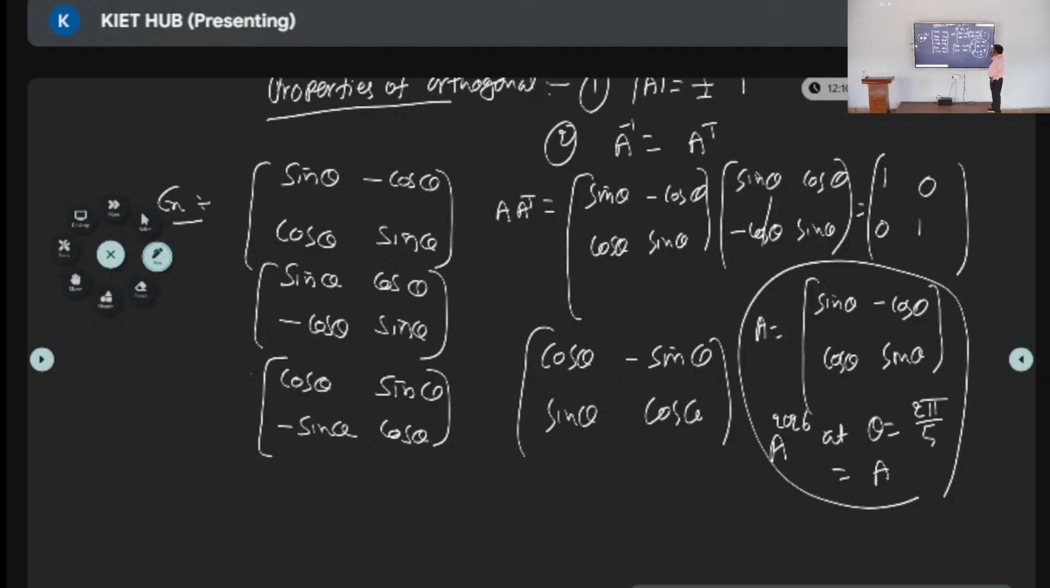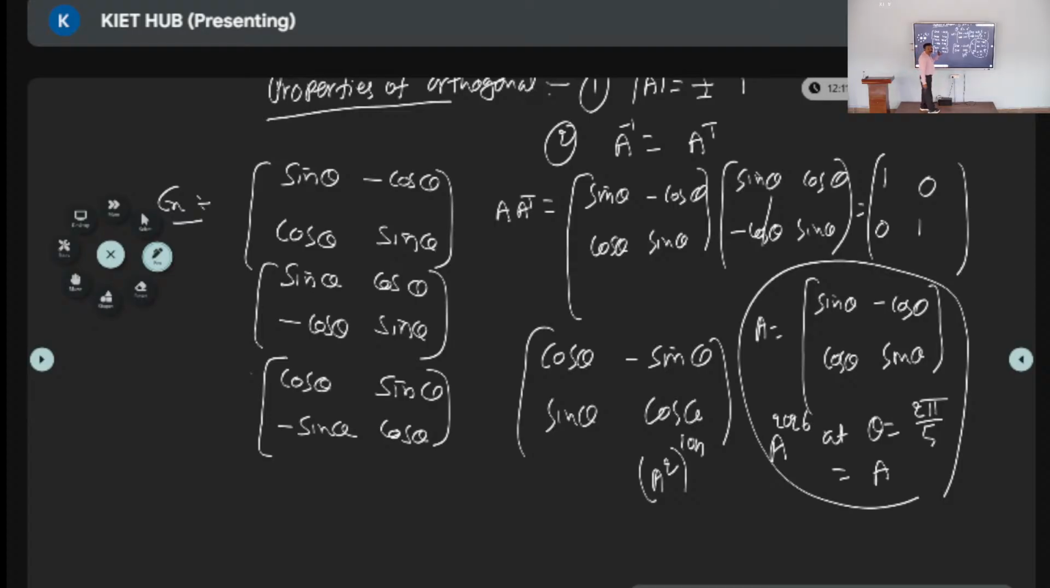You will get A. Find out A square first, and then from that, A square to the power, once you get it, how much is it? 101316, like that. Substitute theta equal to 2 pi by 5 angle. Check that one, you will get the answer A.